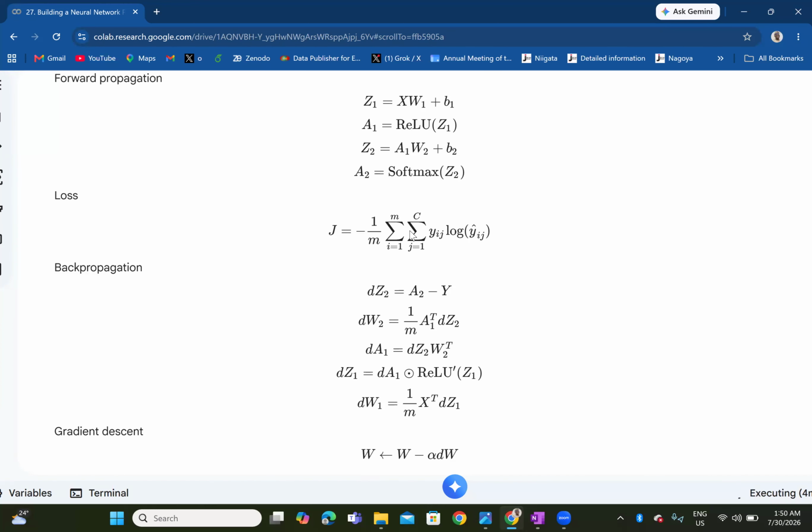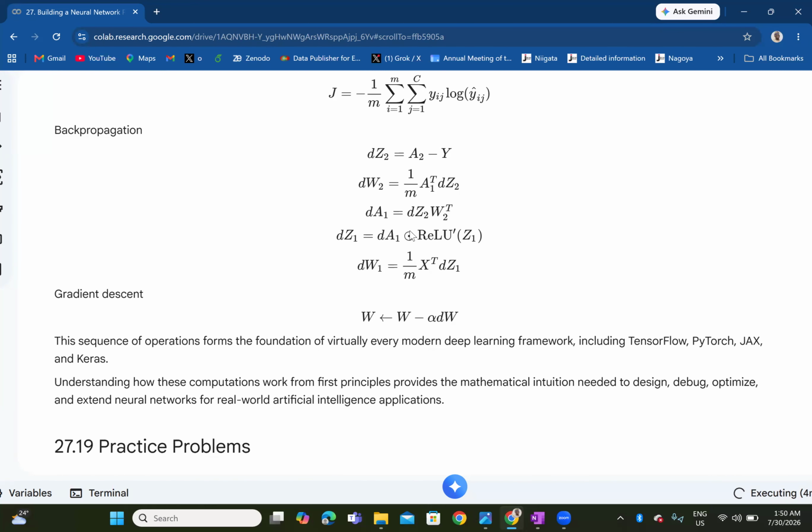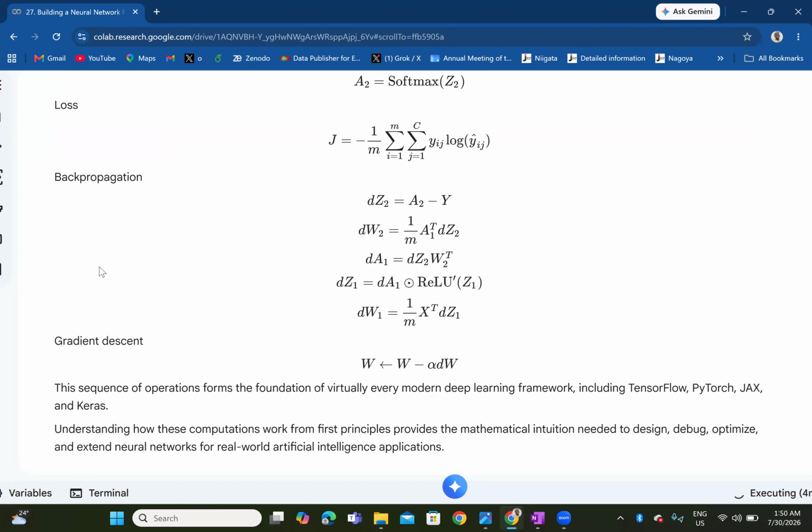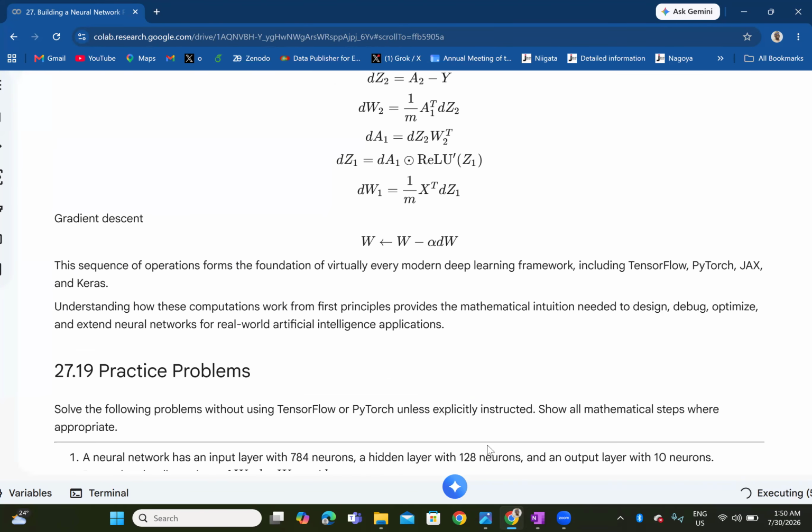Now, this video is all about the first principles of neural network building. Understanding how these computations work from first principles provides the mathematical intuition needed to design, debug, optimize, and extend neural networks for real-world artificial intelligence applications.